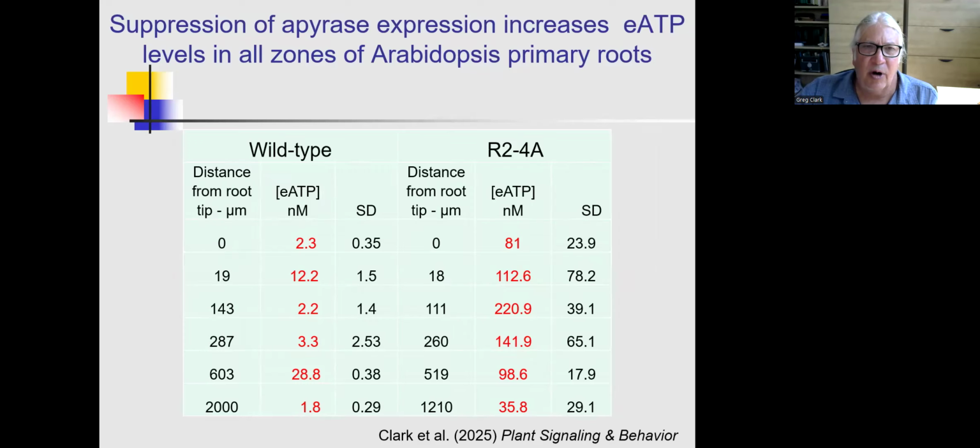And here is the quantification for that. So in the R2/4A mutant, you can see at every place that we measured in the wild type, we have a big increase in the concentration of extracellular ATP. So suppression of apyrase expression does increase extracellular ATP in all of these zones.